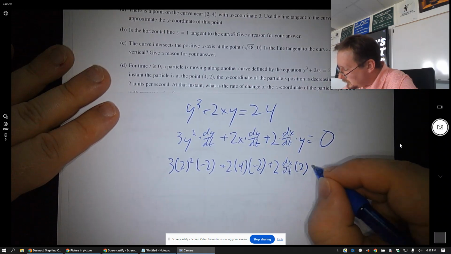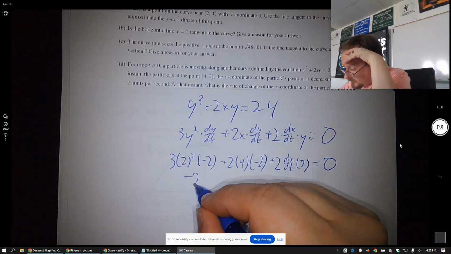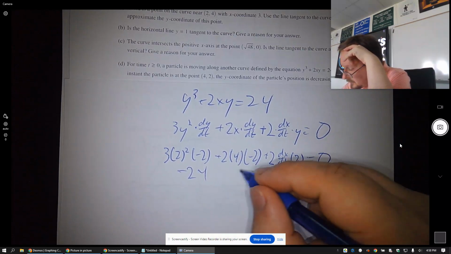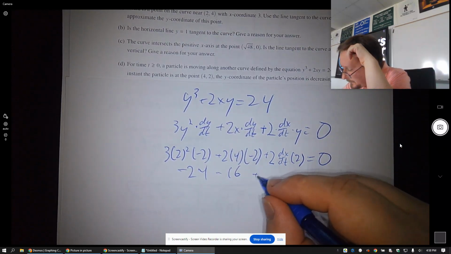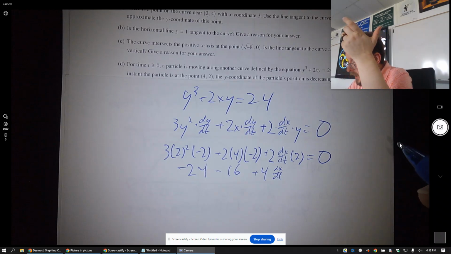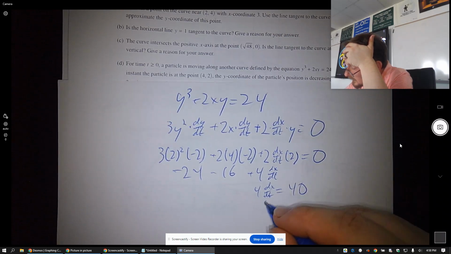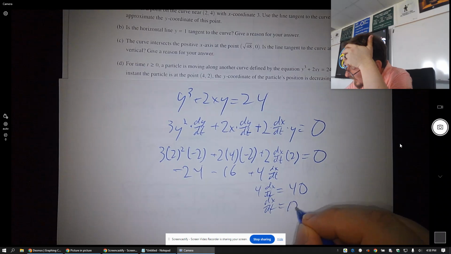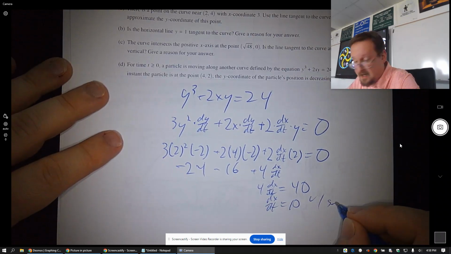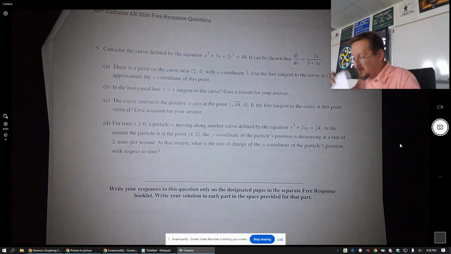Okay, what is this? Is that negative 24? I can't math. Is that negative 16 plus 4 dx/dt's? Bring it over. 40. 4 dx/dt's equals 40. So dx/dt is 10 units of length per second. Let's say units per second. Yeah. All right, there's your related rates.